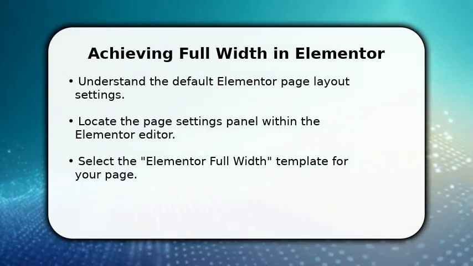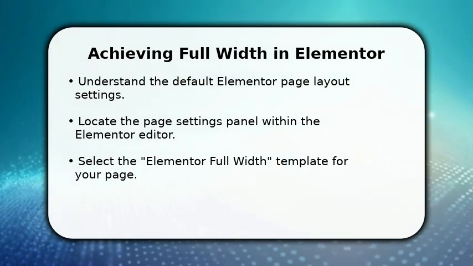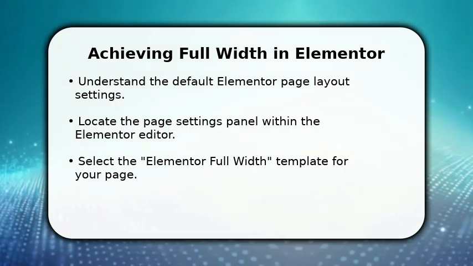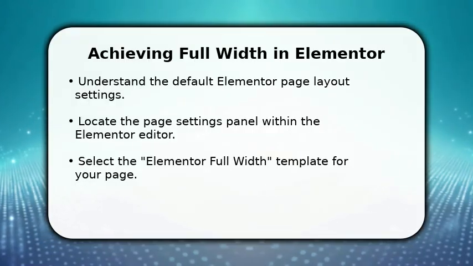Once inside the Elementor editor, look for the gear icon in the bottom left corner. Click on it to access the page settings. From there, you will find the page layout option. Select Elementor full width to apply the change.